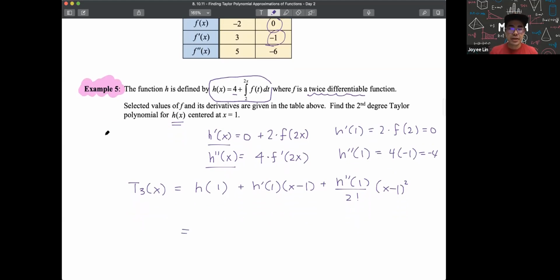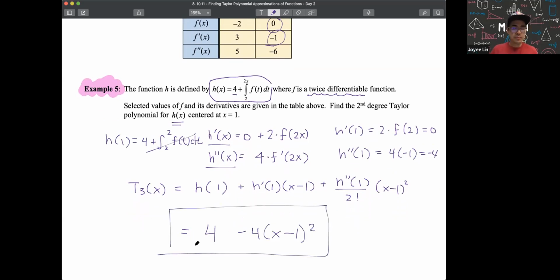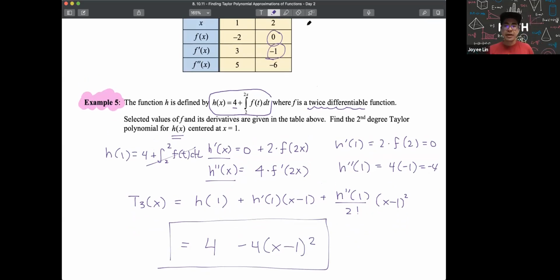And then all you need to do is plug in numbers, and that should get you, oh, I forgot the h of 1. Let's plug in h of 1 too, right? H of 1, we plug it into here. 4 plus the area from 2 to 2 of f of t dt. This translates to 0. So then you get your Taylor polynomial here. This term cancels out, so it's just 4 minus 4 times x minus 1 squared. So this would be one example, right? Tabular method. And then you have an extra thing to do with calculus.